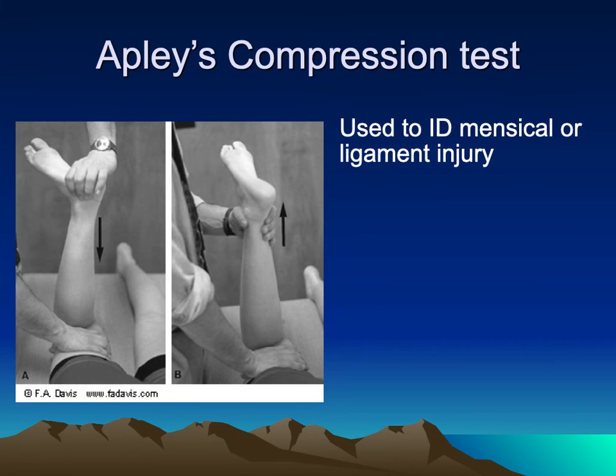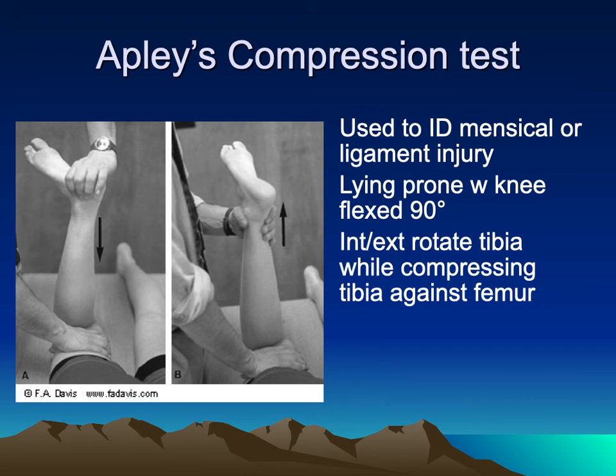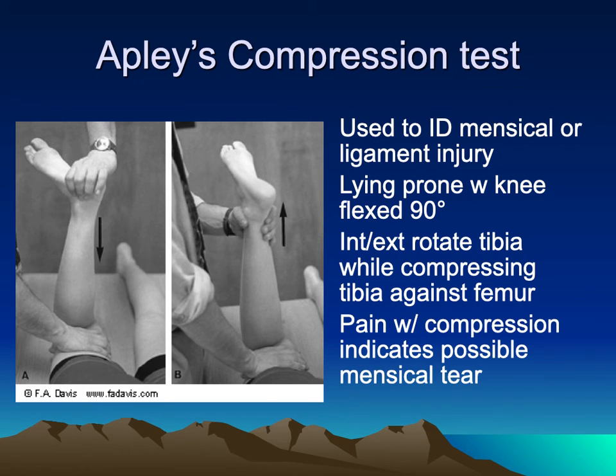Athlete's compression test. We, again, determine if we have a meniscal or a ligament injury. I don't think this is the greatest test in the world. So the athlete's lying prone with the knee flexed 90 degrees. We internally and externally rotate the tibia while compressing the tibia against the femur. So the compression is when we push down and internally and externally rotate the tibia against the femur. And pain with compression indicates a possible meniscus tear.